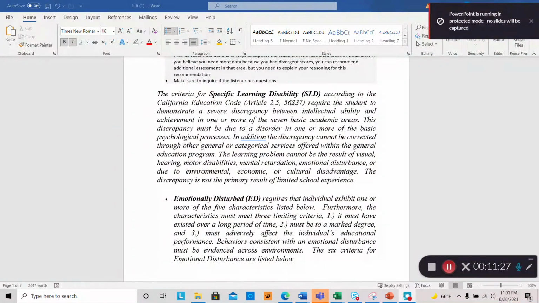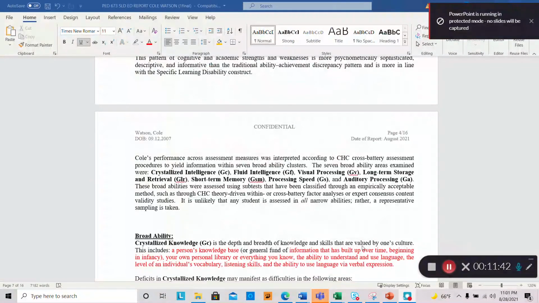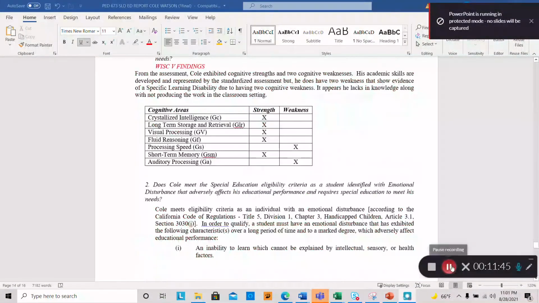So just going over the specific learning disability criteria, it definitely says that it needs to be a severe discrepancy between intellectual ability and achievement in 1 or more of the 7 basic academic areas. We do know that Cole had 2 weaknesses for his broad ability. But when it came to the WIAT, he had several weaknesses. Whether these were severe discrepancy or just slightly below average is something that can be further looked into.